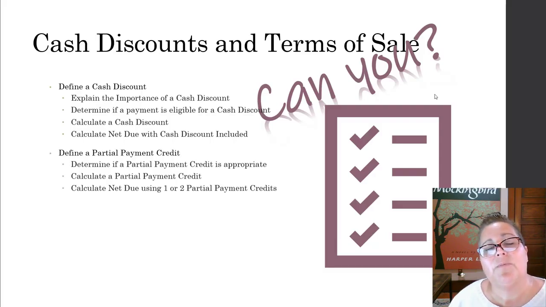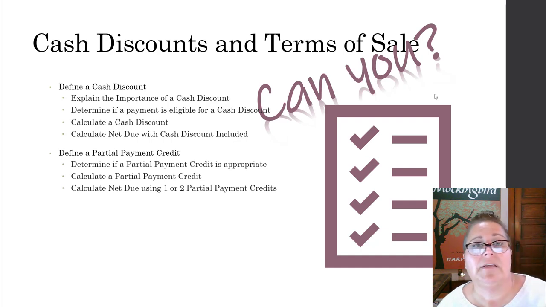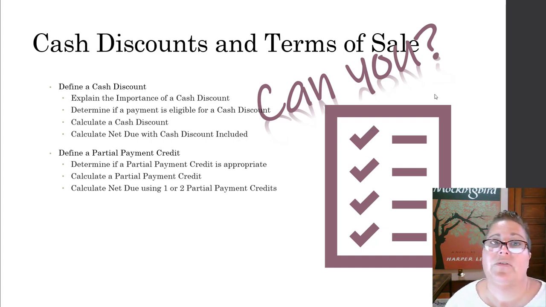Can you define the partial payment credit? Do you know when it is appropriate to use it? Can you calculate how much it will be? And can you do a net? Can you calculate the net due using one or two of those partial payment credits?